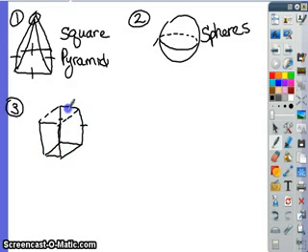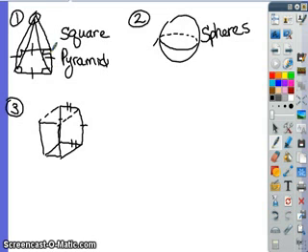Mine doesn't look as pretty as the one on the picture. Sorry. Number 1, it looks like a rectangle. The reason that you know the number 1 is a square is because you have all 4 sides congruent and you have 4 right angles. So that's the definition of a square, right? When you have all 4 sides congruent and all 4 angles congruent in a quadrilateral, that's a square.